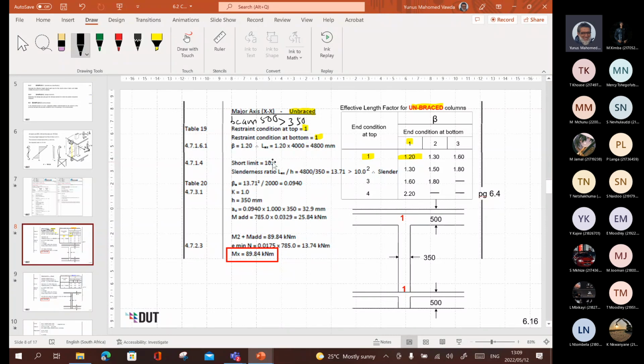Short limit for unbraced is 10. Where do I get that from? Page reference. Which page in the book?